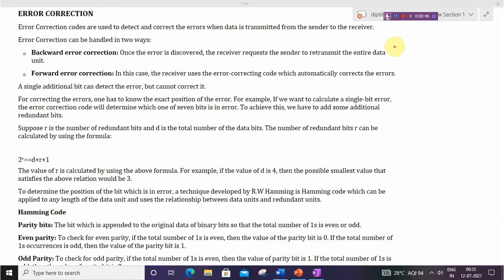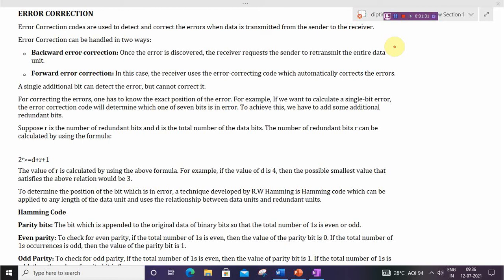As we know, there are different error detection techniques like single parity check, two-dimensional parity check, checksum and CRC. In these methods, we can detect the error. For error correction, there are different methods, and in this video, I will discuss error correction techniques. Error correction codes are used to detect and correct the error when data is transmitted from sender to the receiver. Means an error correction code also detects and corrects the error, and error correction can be handled in two ways.